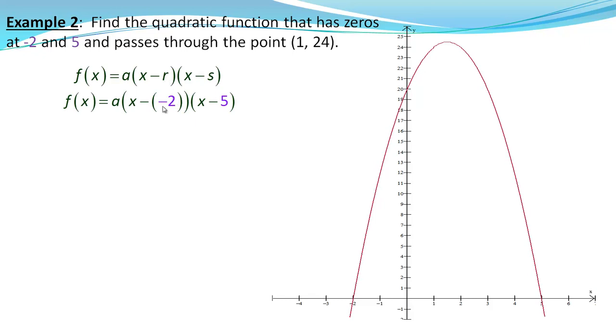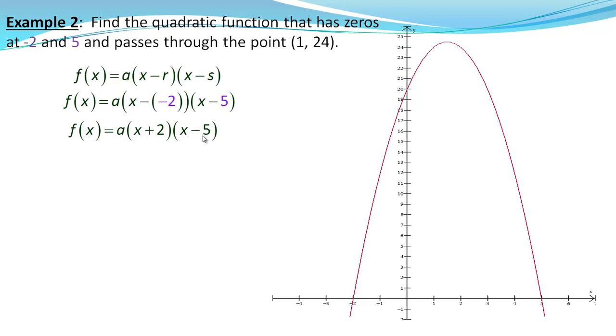So r is negative 2, so a lot of people don't bother with this step and just write x plus 2, but I just want to show that's why the sign changes, because the r number is actually negative 2, so x subtract negative 2 is x plus 2. So we'll write that as x plus 2, and of course this is just x minus the 5.